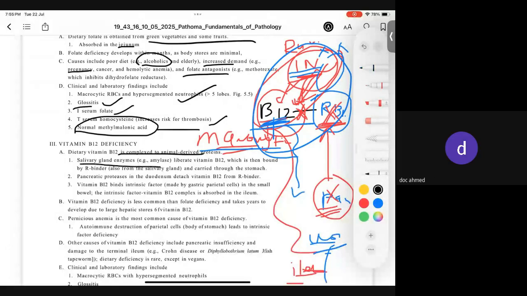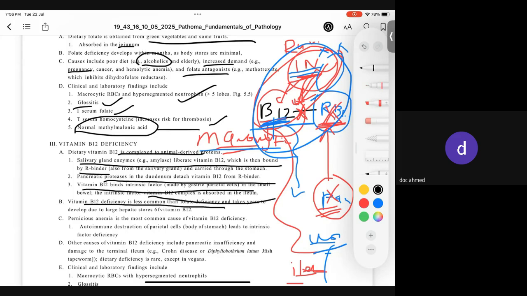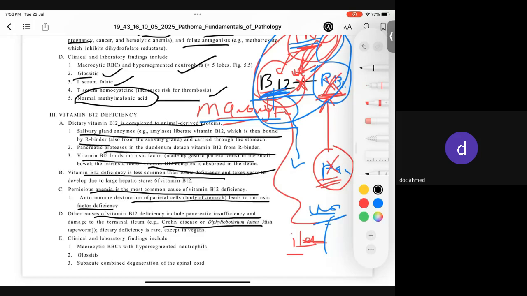Look, salivary enzymes liberate B12 and it attaches to R binder, pancreatic protease is going to remove the R binder, then it attaches to intrinsic factor, and the complex is going to be reabsorbed at the ileum. B12 deficiency is less common than folate deficiency because normally we have a lot of sources for vitamin B12. Keep that in mind. Pernicious anemia, the autoimmune destruction of parietal cells, means no intrinsic factor, so we are going to have B12 deficiency. Pancreatic insufficiency cannot remove the R binder. Crohn's disease and Diphyllobothrium latum, fish tapeworm, cause inflammation of the ileum, so we cannot reabsorb. We can have macrocytic anemia with hypersegmented neutrophils, and glossitis.